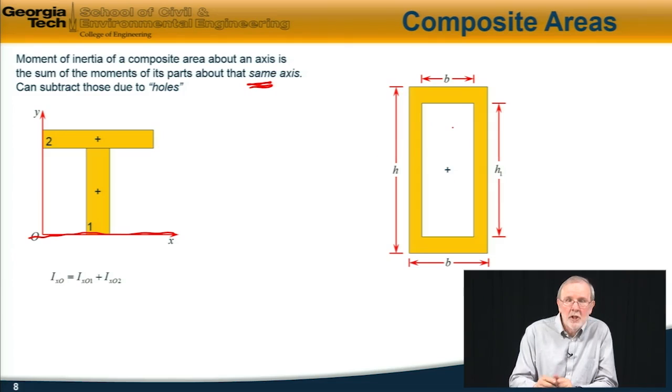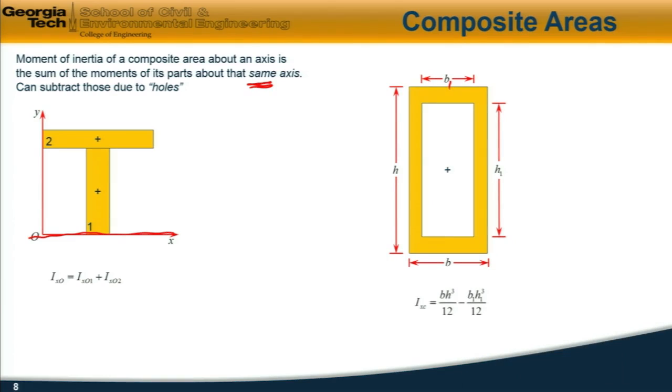So let's suppose we have this shape shown here of height h and width b with a hole cut out of it of width b1 and height h1. In this case, the moment of inertia of this composite section about its centroid is equal to the moment of inertia of the outer area, which is b h cubed over 12, minus the moment of inertia of the hole, which is width b1, height h1, which is b1 h1 cubed over 12.